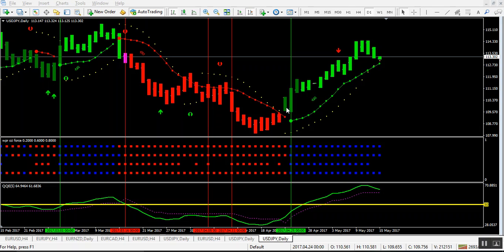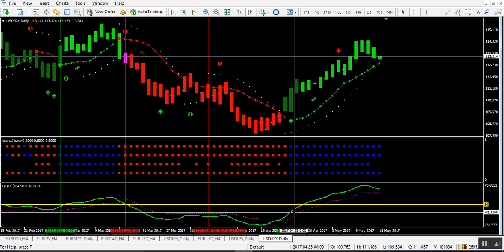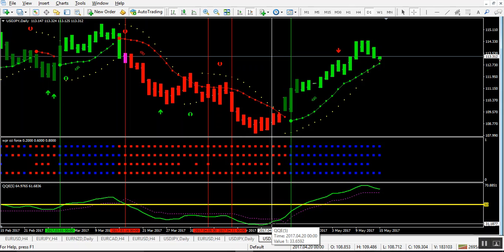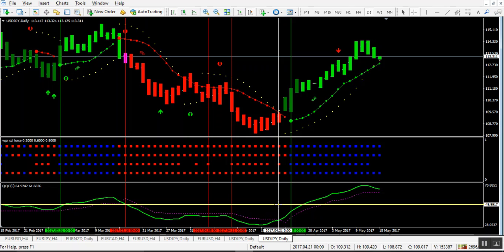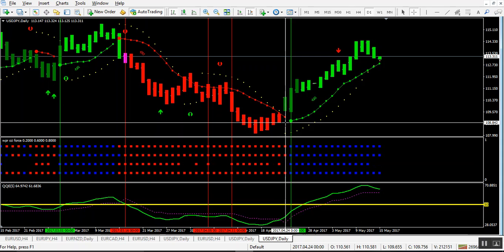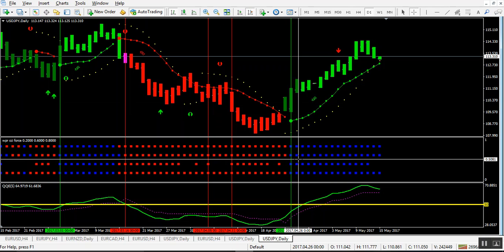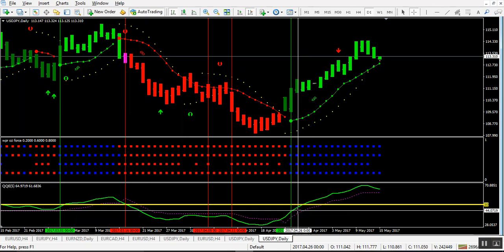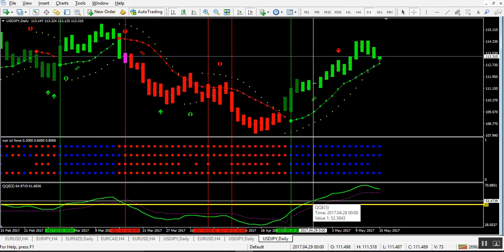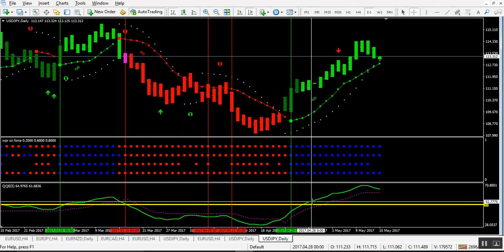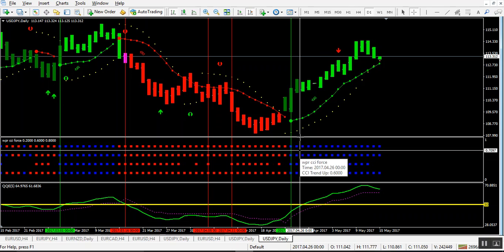Let's look at the bars here. What colors the bars and what determines that? If you look at the QQE down here, if the QQE line crosses above its signal line, such as right here, but it's below the 50, which is the yellow line, the bars will be dark green. It'll stay dark green as long as it's above its signal line but below the 50. Once it crosses above the 50 and it's above its signal line, it will be lime.